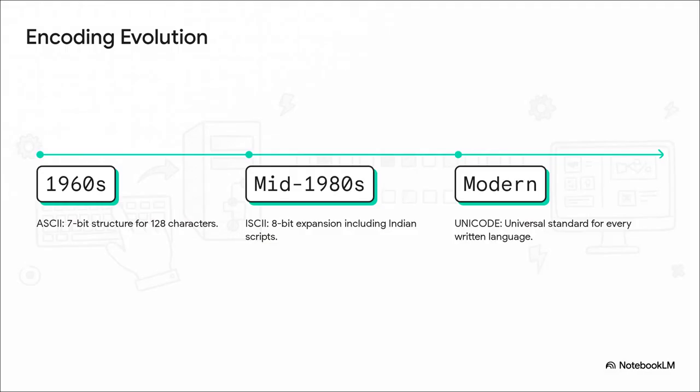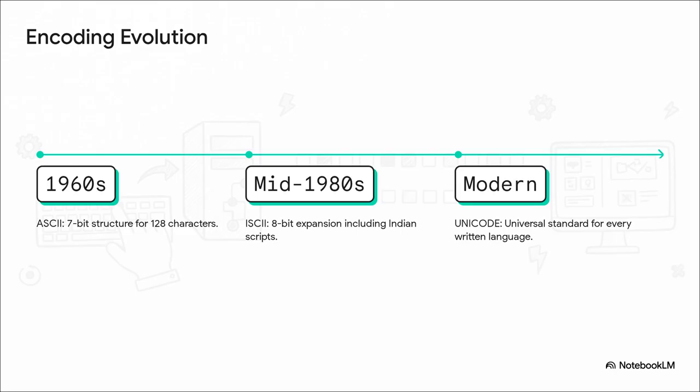Now, what's really interesting about this is how our digital dictionary had to evolve as computing went global. Back in the 1960s, we had ASCII. It was a 7-bit structure with room for just 128 characters, which was basically enough to fit a standard English keyboard and some control codes, and that was about it. But that obviously wasn't nearly enough for the whole world.